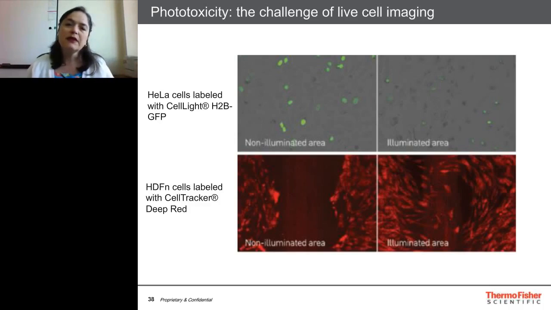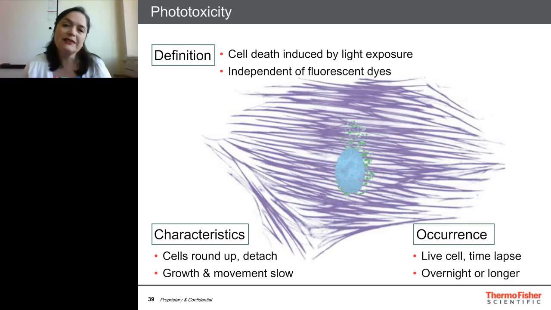So that's phototoxicity, and what that is, it's cell death that's induced by light exposure. It tends to be independent of fluorescent labels. They can contribute to some of the toxicities associated with light, but you can cause your cells harm just by shining light on them with no fluorescent label at all.